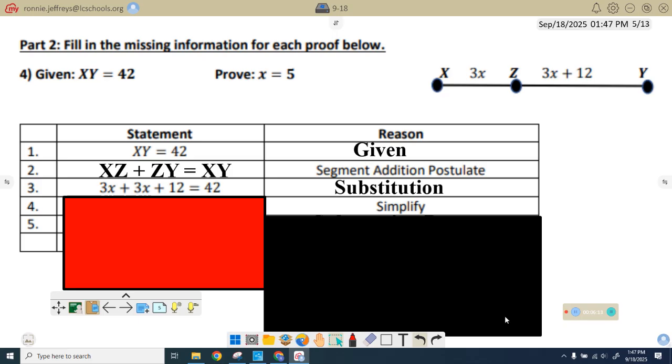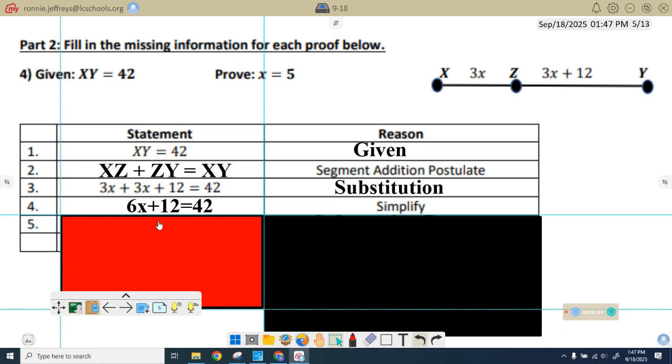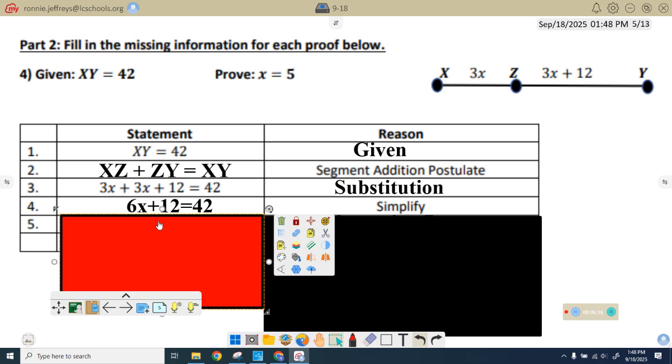It says simplify. Remember, simplify is also what we would have called combine like terms, collect like terms. So this should now be written as we're combining like terms. This should be 6x plus 12 equals 42.